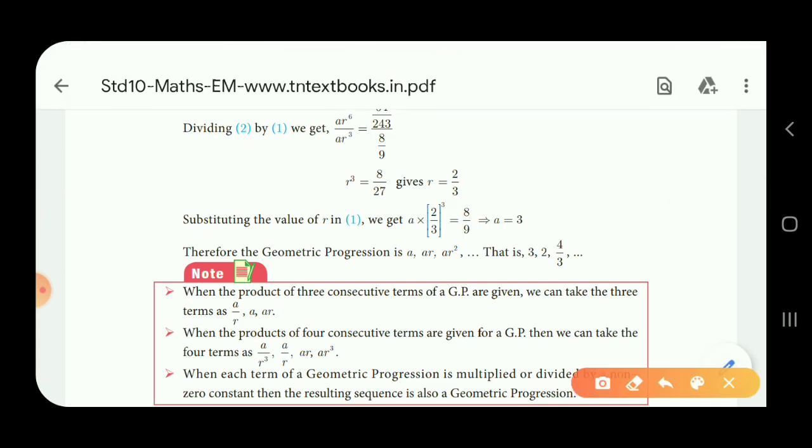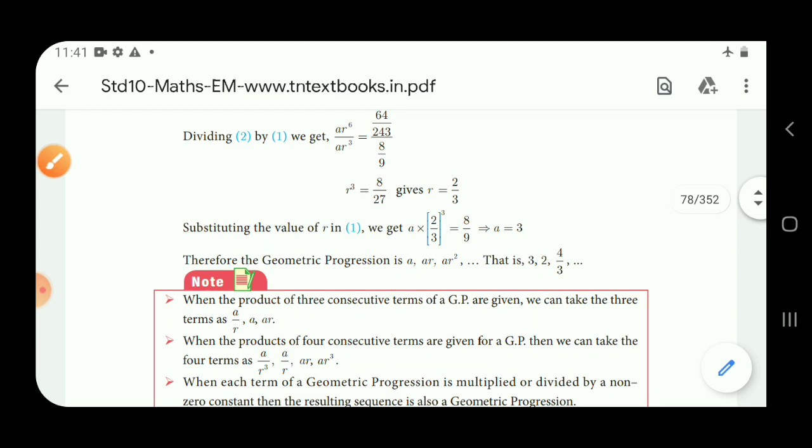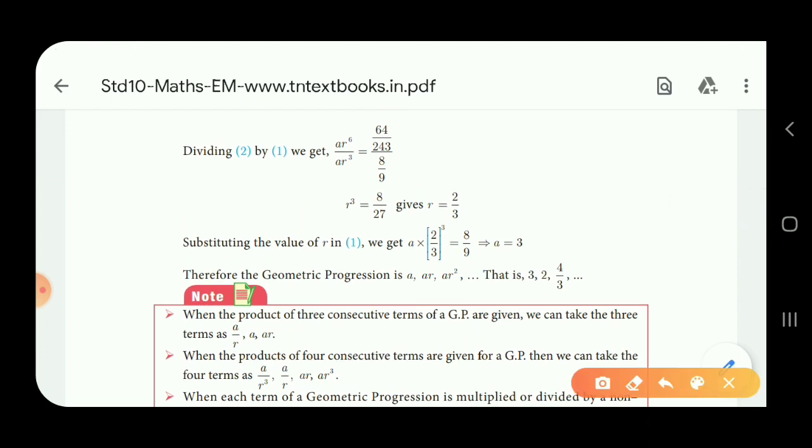So now you can see that you can solve these two equations. In a GP, generally you divide the second by the first, because the second value is highest, ar power 6, and the first term is the smallest value, so dividing second by first you can easily find the answer. So ar power 6 by ar cube equals 64 by 243 divided by 8 by 9.